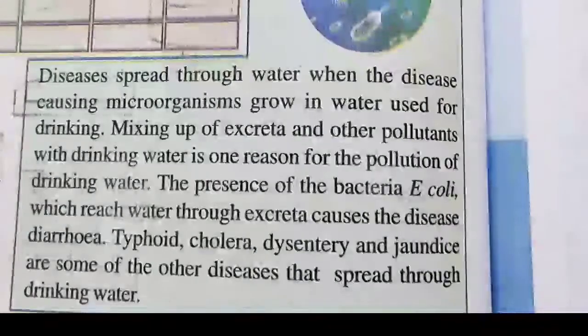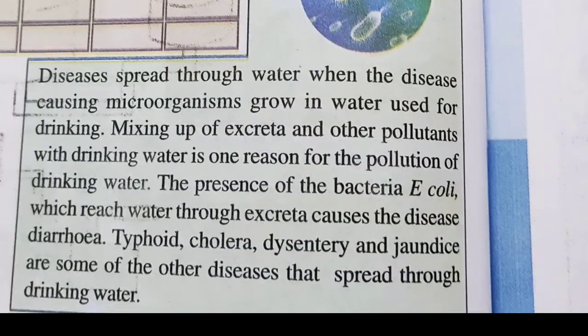Mixing of excreta and other pollutants with the drinking water is one reason for the pollution of drinking water. The presence of the bacteria E. coli, which reaches water through excreta, causes the disease diarrhea. Typhoid, cholera, dysentery and jaundice are some of the other diseases that spread through drinking water.